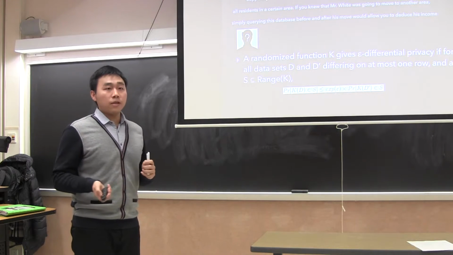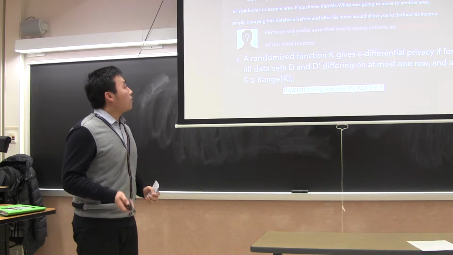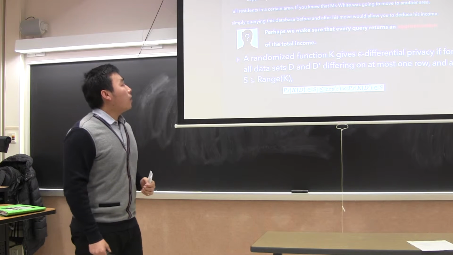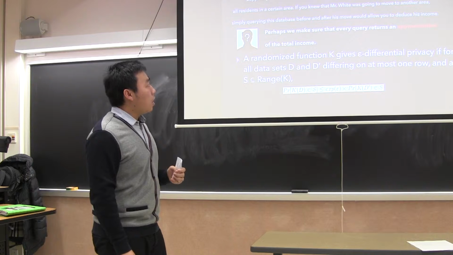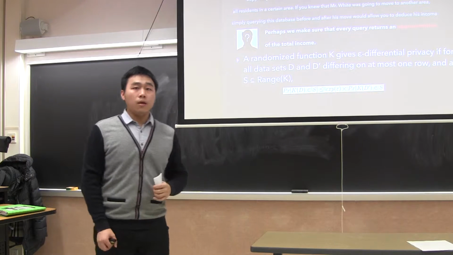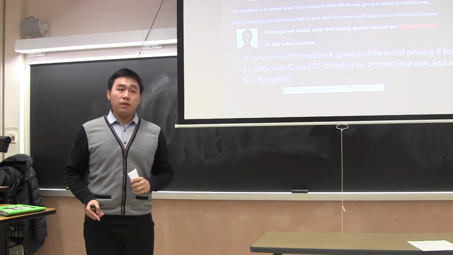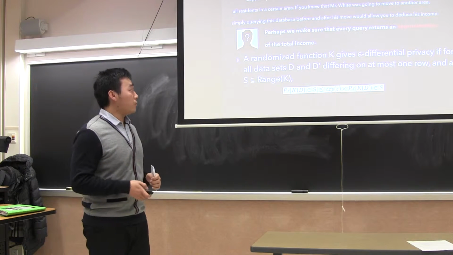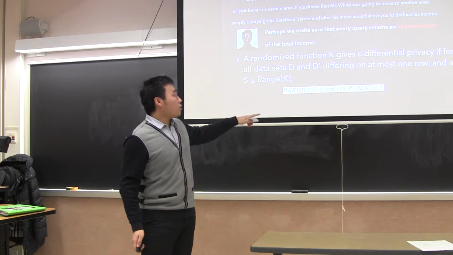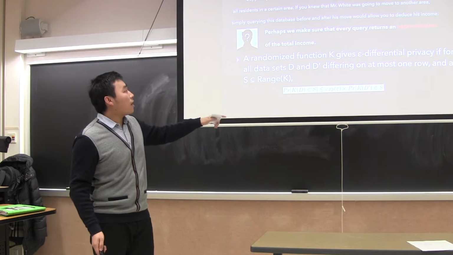I will give you the basic idea of differential privacy. Differential privacy means that we make sure that every query returns an approximation of the total income. So we will not give the exact number of the total income. We give an approximation. This is the official definition. I will not cover this.